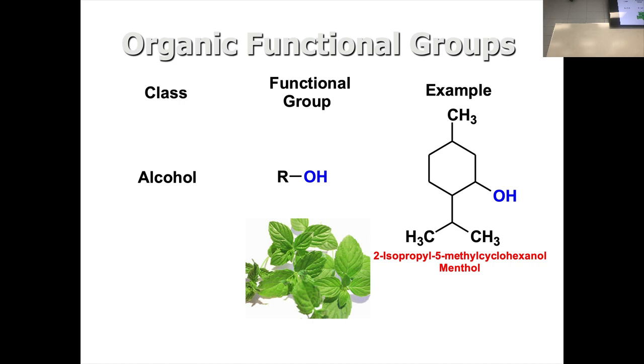How many bonds can carbon have? 4. It's got a bond to oxygen, it's got a bond to this carbon, and it's got a bond to that carbon. That's only 3 bonds. What's the other bond?